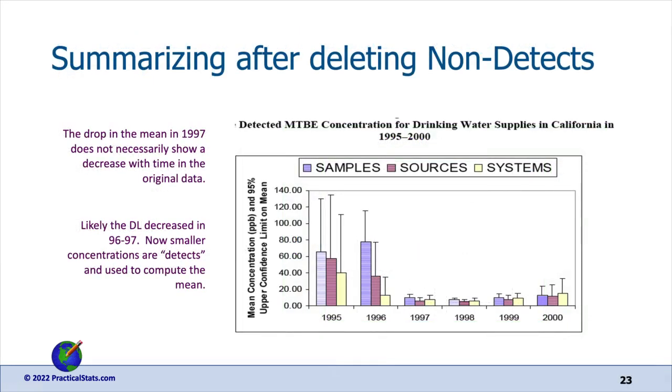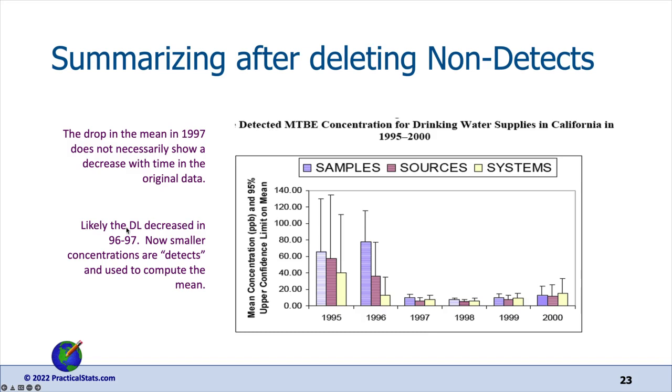So here's an example of a very poor analysis. This is plotting means with a bar graph. So this purple area is the mean for samples in this year, 1995, and then the mean for sources and the mean for systems. And the big picture here is that after 1996, the mean drops precipitously. Well, I believe there was a change in the laboratory detection limit between 1996 and 1997. They don't say it easily, but they're just looking at the detected data for MTBE. So they've deleted all the non-detects.